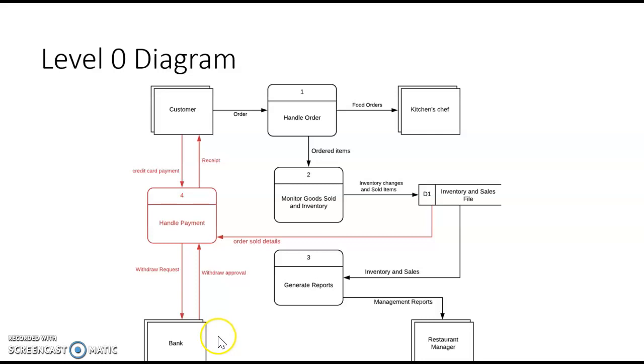As I said at the beginning of this video, I need to check that I placed all my data flows. For customers, I mentioned at the beginning, I had 3 data flows: order, credit card payment, and receipt. I made sure that they are here also at the end of level 0. With kitchen chef, I had only one, which is food order, and I made sure that it's here. With restaurant manager, I only have one, management reports, and it's here too. If you go back to the context diagram, we kept exactly the same names. With the bank, we had 2, withdraw request and withdraw approval. And that's my level 0.